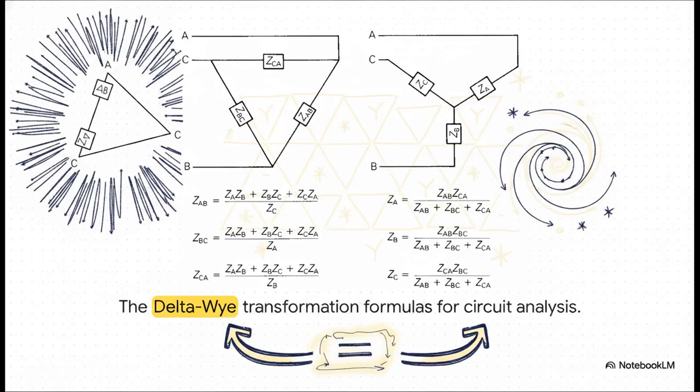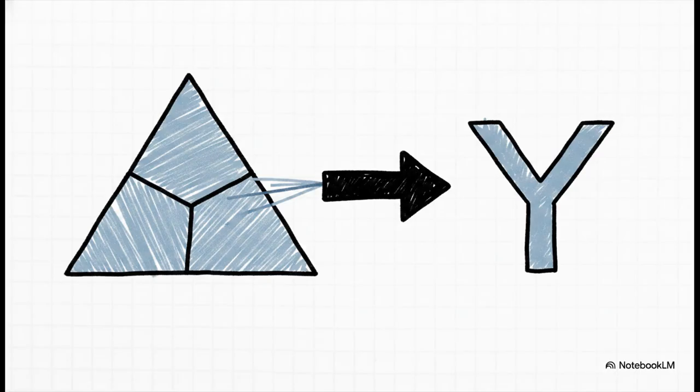This is essentially a mathematical hack. It allows us to convert complex delta loads, which are shaped like a triangle, into a much simpler, solvable equivalent circuit shaped like a Y or a star. When we have a perfectly balanced network, which, to be fair, most normal grid operations are, converting a complicated delta load into a Y load is incredibly simple. The impedance of the equivalent Y circuit is literally just the impedance of the delta circuit divided by 3. That's it. ZY equals Z delta divided by 3.